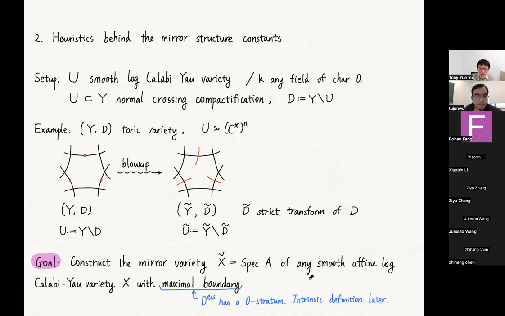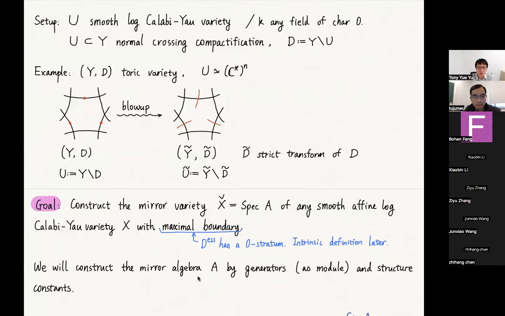Yeah. So here we have an assumption about maximal boundary. It means that the essential part of D has a zero stratum. If you don't know what it is, I will also give an intrinsic definition a little bit later. This condition is necessary for mirror symmetry because in the mirror symmetry story, we assume this large complex structure limit. And in the log Calabi-Yau case, it corresponds to this maximal boundary condition.